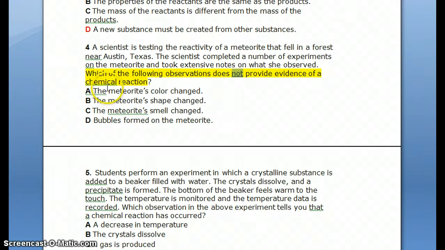The meteorite's color changing? Well, that could be a chemical reaction. The meteorite's shape changing? Well, shape is a physical change, so that's the best answer, but I'm going to rule out the other ones as well. A smell changing? Well, that is evidence of a chemical reaction. Or bubbles forming on the meteorite? Well, that's a chemical reaction too. So our best answer choice is B, the meteorite's shape changed.